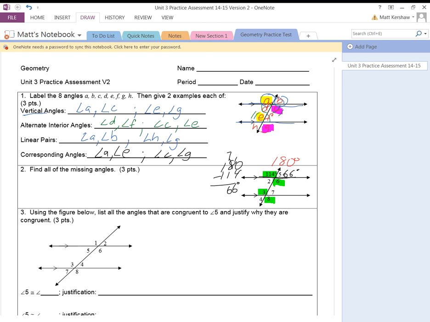And then let's take care of the other one. Now, if this is 66 degrees, angle 2 is 66 degrees because of vertical angles. Angle 7 is 66 degrees because of alternate interior, or you could say corresponding. And then angle 4 is also 66 degrees.